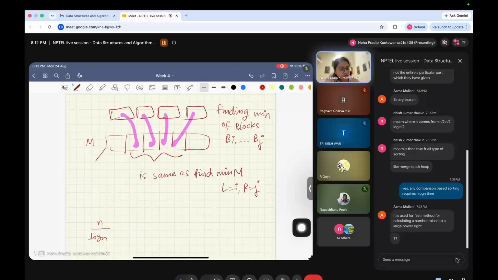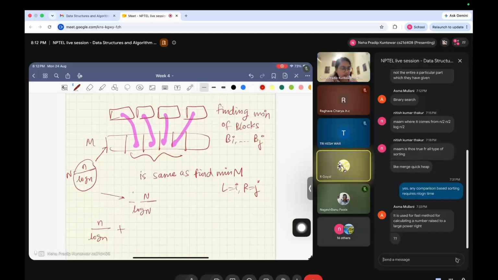No. So this is your array of size n by log n. And what is the time you would need for this? That will be capital N by log n. Just replace n with that, so this will be n by log n by log n, and these terms will just keep adding. Yes, this will keep happening.